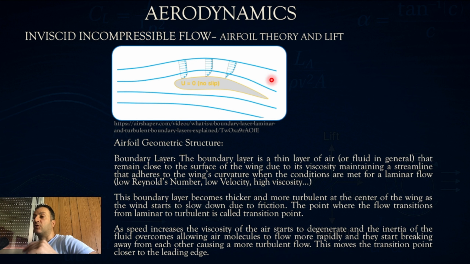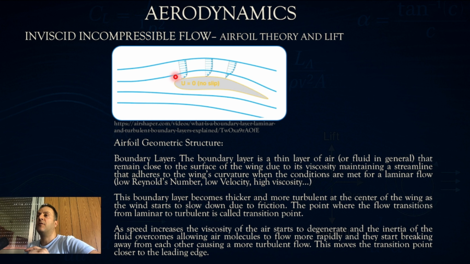This causes more turbulent flow. This moves the separation, or the transition point from laminar to turbulent flow, closer to the leading edge. So for low velocity, for low airspeeds, if you will, you have the laminar flow going all the way to the back of the wing. It detaches at the trailing edge.